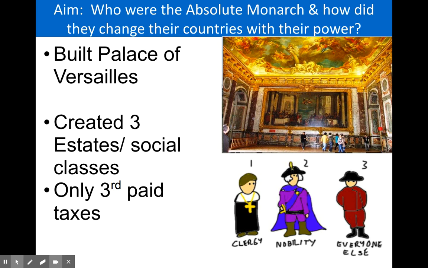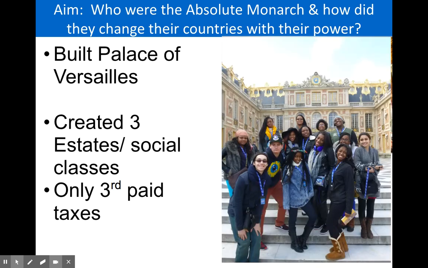All right, here's just another picture of the Palace of Versailles. You can see how large the rooms are, how ornate they are with marble, gold trim, paintings pretty much everywhere, enormous amounts of money.